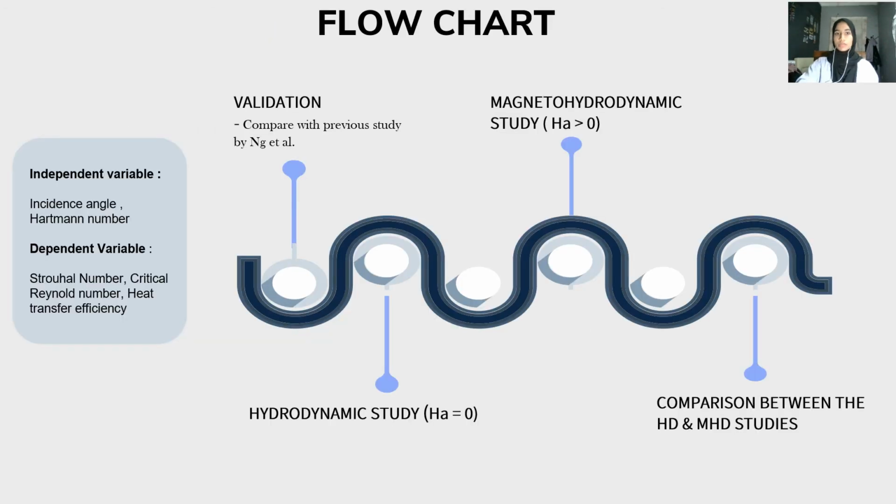Next is the flow chart. First, the validation will be made and compared with the previous study by Ng and Lu. And second is the hydrodynamic study, then the magnetohydrodynamic study, and then the results from the magnetohydrodynamic study and hydrodynamic study will be compared. And these are the independent variables and dependent variables that will be used in this study. That's all. Thank you.